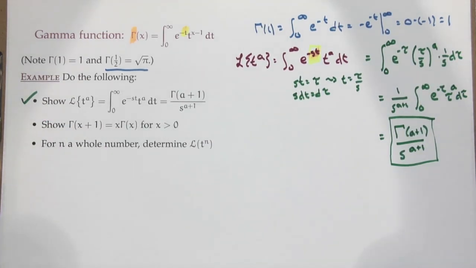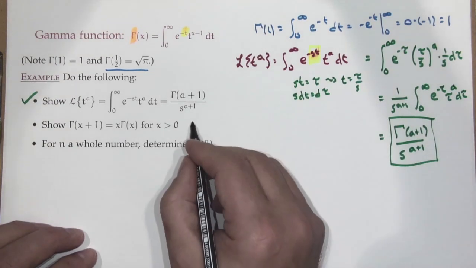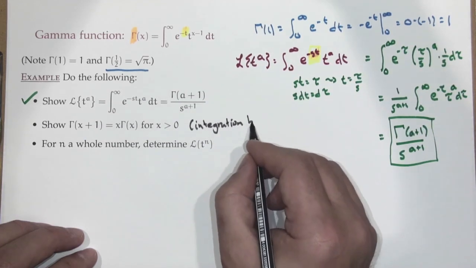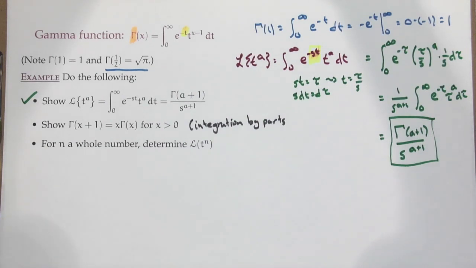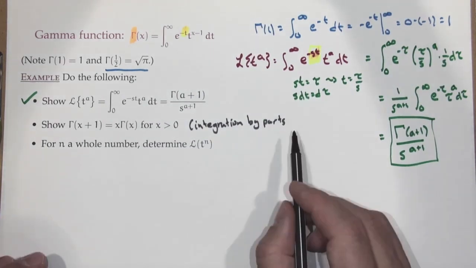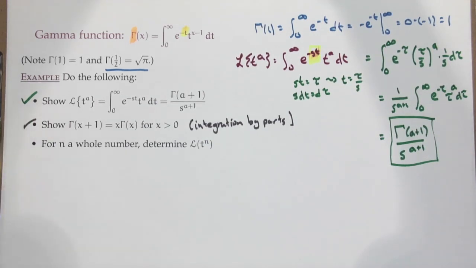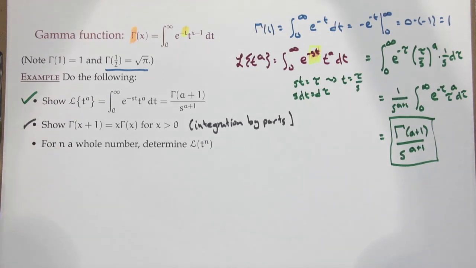Now there's two other bullet points. I'm going to quickly just say this is a true fact by integration by parts. You carry out integration by parts, and what happens is you'll get an x coming out and all the other terms behave like they should. So I'm going to skip over that. But now, it says, well, what if I take t to the n? n is a whole number. That I do want to nail down.